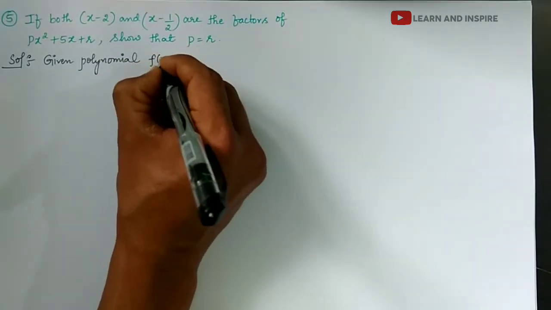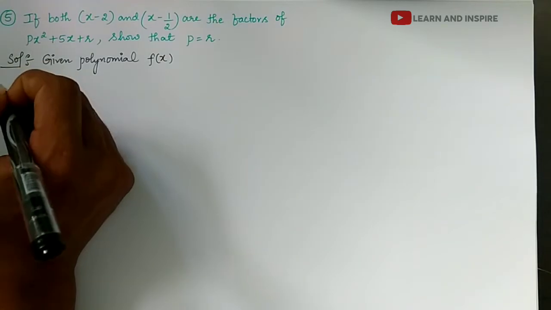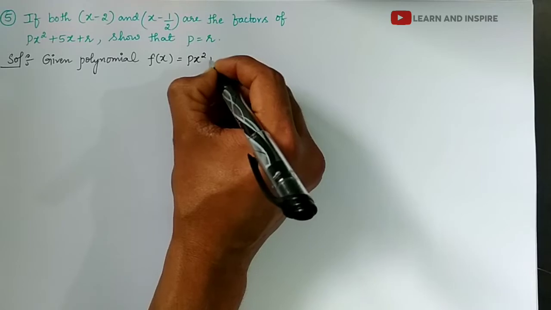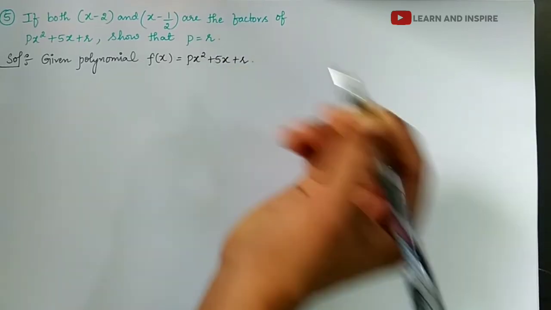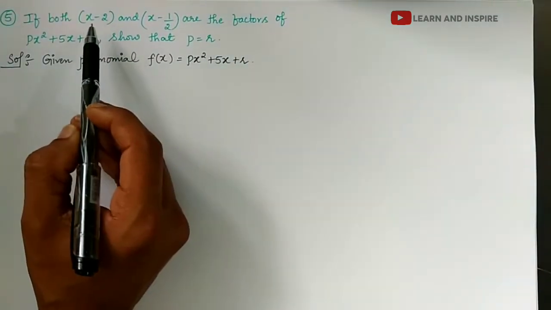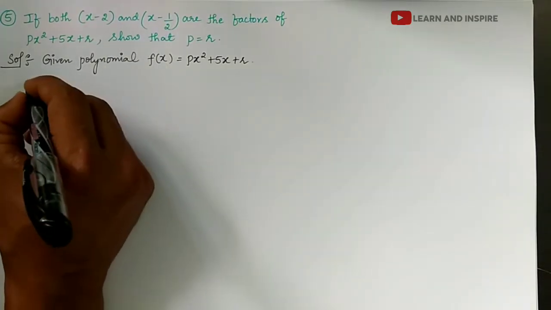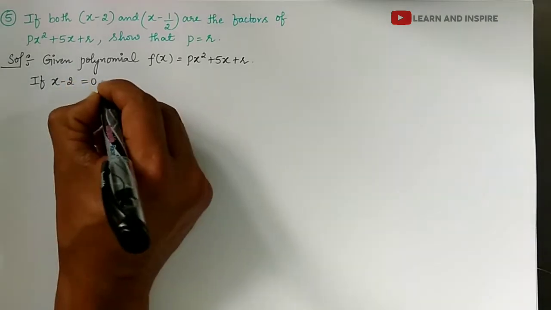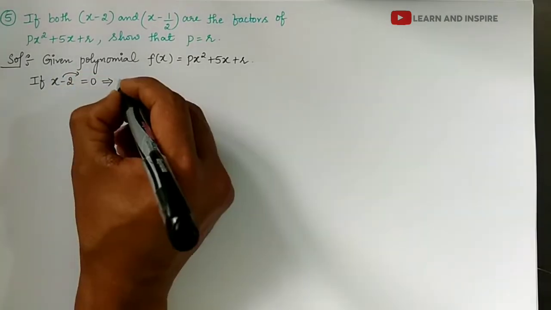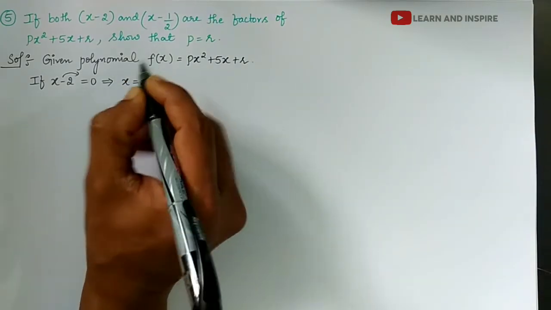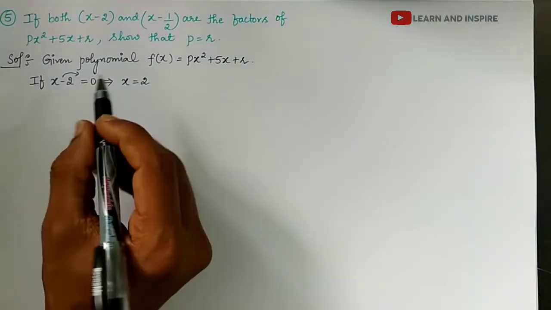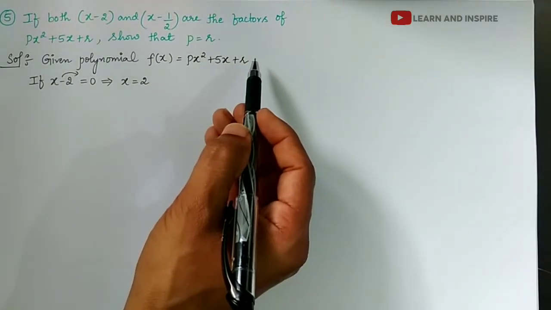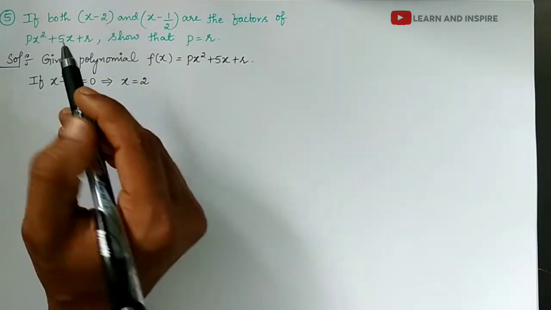I take f of x, because already in the polynomial there is a p, so f of x is equal to px square plus 5x plus r. And what is the first factor? x minus 2. If x minus 2 equals 0, transposing minus 2 we get x equals 2. So we have to substitute x equals 2 in the given polynomial, then this polynomial will be equal to 0 because it is a factor.